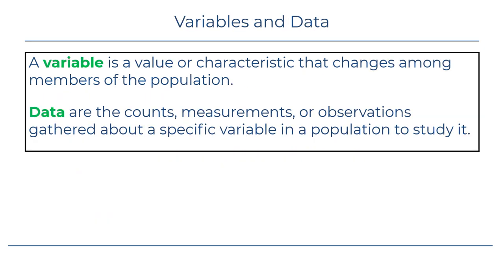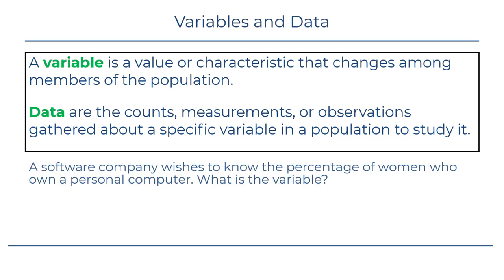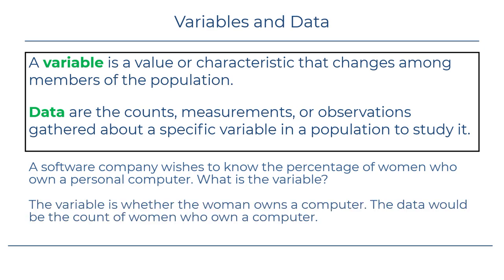A variable is the value or characteristic that changes among members of the population. Data are the counts, measures, or observations gathered about that variable in a population to study it. For instance, a software company wishes to know the percentage of women who own a personal computer. What is the variable? The variable would be whether or not the woman owns a computer, and the data would be the count of women who own a computer.